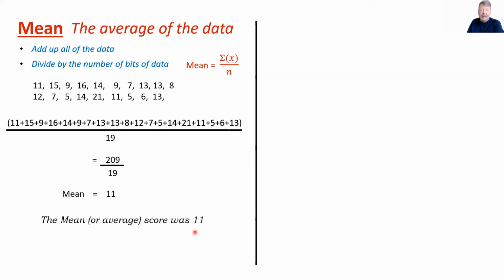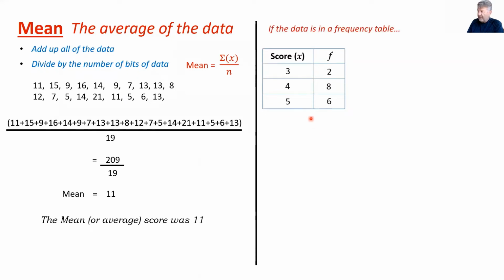Pretty easy. Now we have a couple of other ways that the data can be shown. This works nice and easily if you've just got data all spread out like this, just listed. What happens though if you've got your data in a frequency table? We've got the scores, we've got threes, and the frequency table means I've got 2 threes. I've got 8 fours, and I've got 6 fives. We're going to use a very similar formula, except this time it's the sum of x times the frequency.